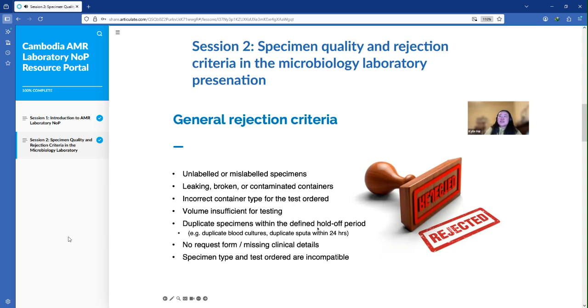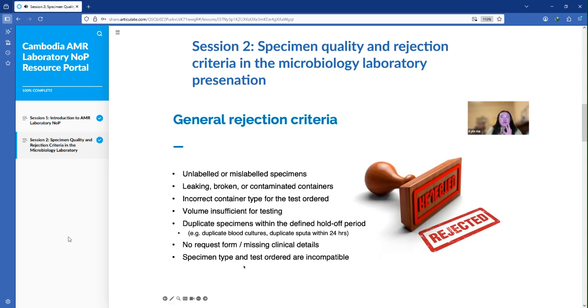Duplicate specimens within a defined hold-off period. If in your laboratory you have a strict rule that says if you have a positive sputum sample that is growing Pseudomonas, and you decide to collect another sputum within 2 days, the second sputum will be rejected because the patient likely still has the Pseudomonas. These are all predefined criteria that are unique to each lab and hospital. So if you have something like that in place, it's important to reject the other ones and explain why.